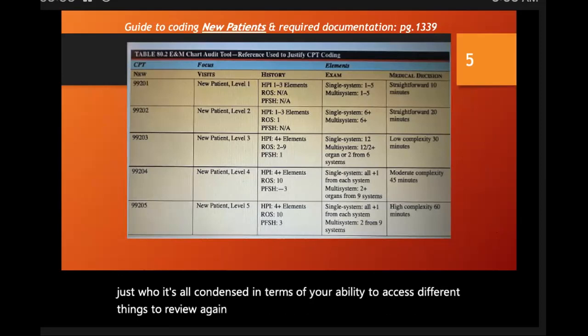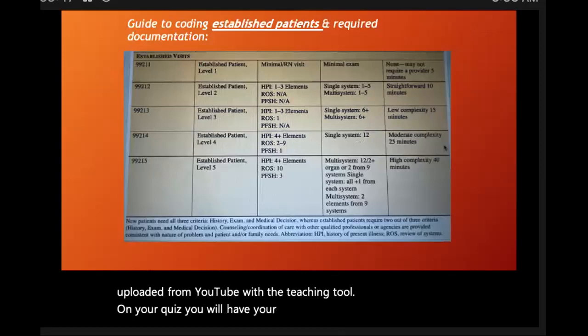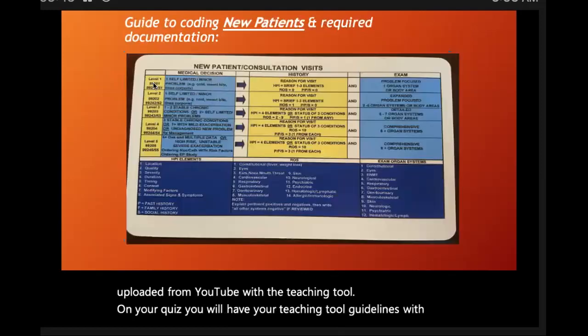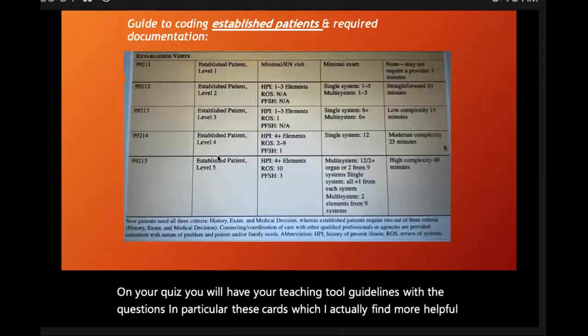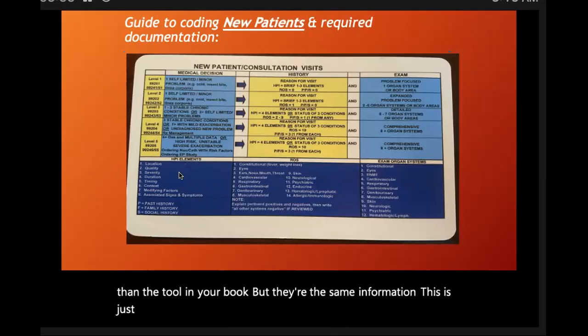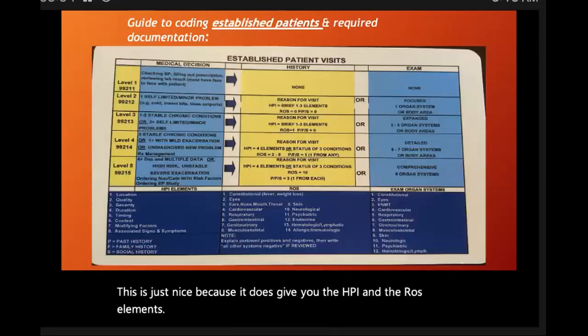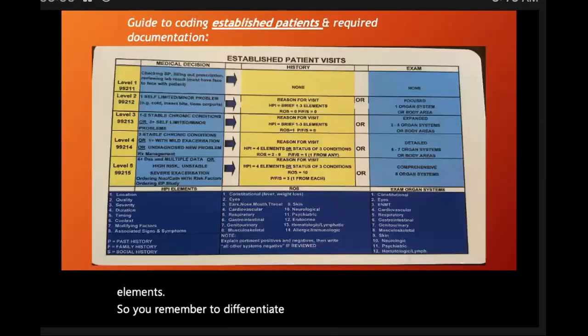Again, if you're not understanding that, please go back into that module and look at the tutorial video that we uploaded from YouTube with the teaching tool. On your quiz, you will have your teaching tool guidelines with the questions, in particular these cards, which I actually find more helpful than the tool in your book, but they're the same information. This is just nice because it does give you the HPI and the ROS elements. So you remember to differentiate between new versus established patients.